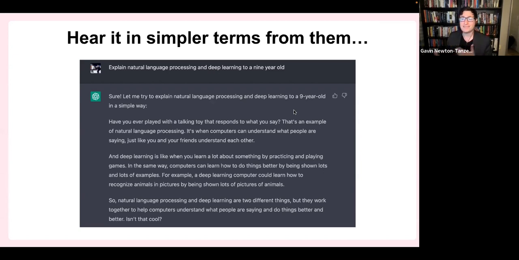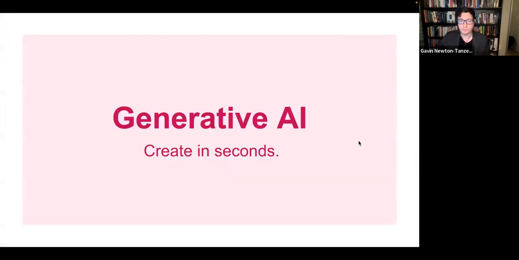So that toy isn't understanding what's going on. It's hearing words, it's hearing patterns, and then it can repeat simply based on that pattern recognition, as opposed to deep understanding. And deep learning is a lot about learning something by practicing and playing games. So computers learn how to do things better by showing lots and lots of examples. So they see human examples, learn and improve, and then develop better analytics in order to improve that going through.